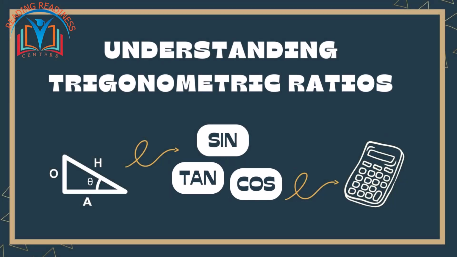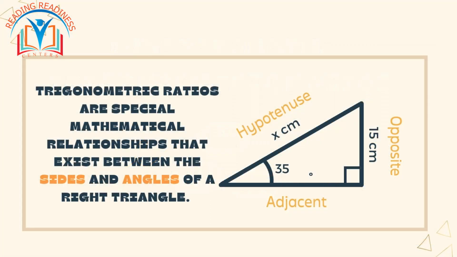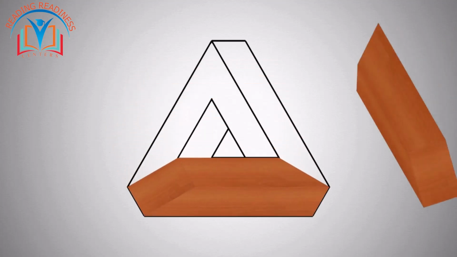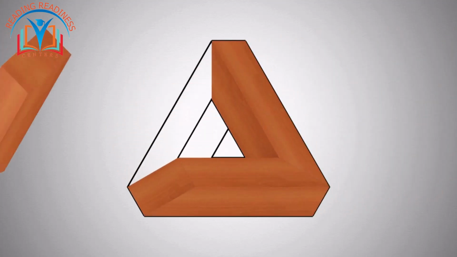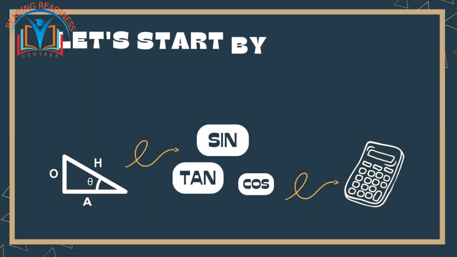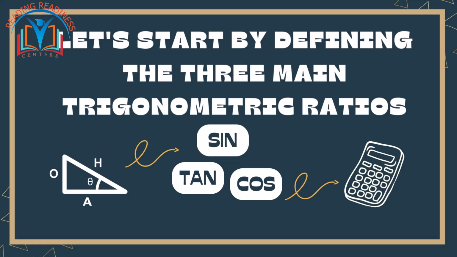Understanding trigonometric ratios. Trigonometric ratios are special mathematical relationships that exist between the sides and angles of a right triangle. These ratios provide a way to describe the properties of a triangle and can be used to solve a wide range of problems. Let's start by defining the three main trigonometric ratios.